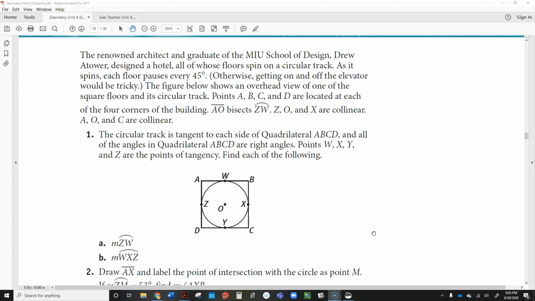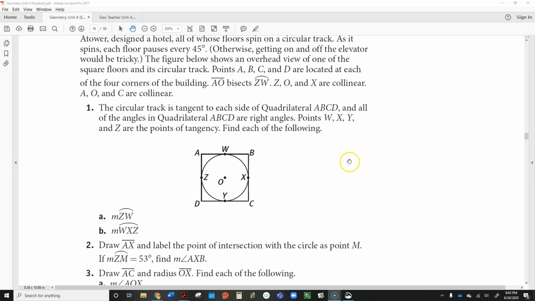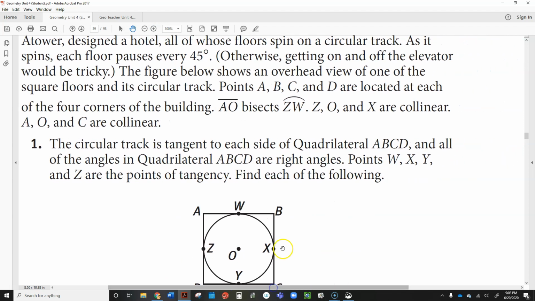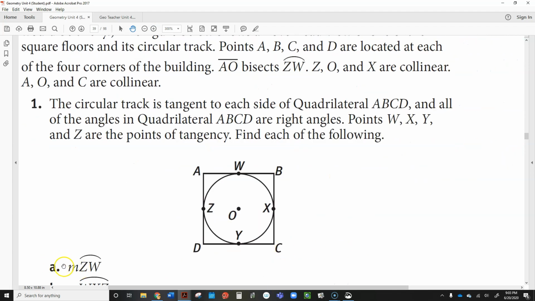I'm going to scroll down and start going over the answers. I'm going to make this just a smidge bigger. So the first thing they want us to find is arc ZW. Now this picture is really busy, so I'm going to attempt to draw a circle and just do the points that they want me to use.